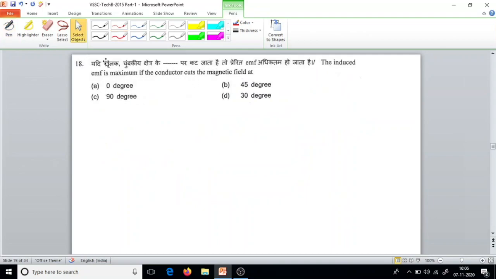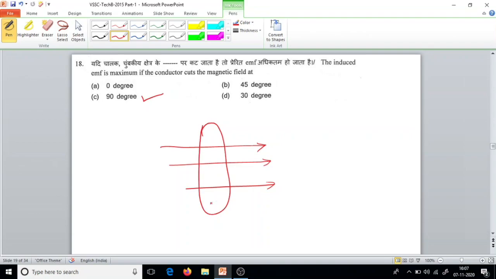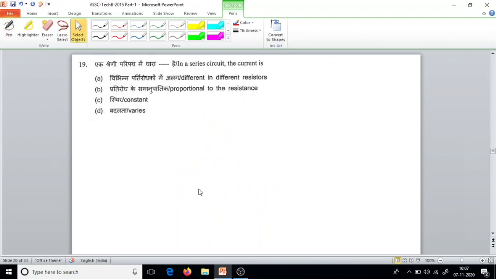So question number 18. The induced EMF is maximum if the conductor cuts the magnetic field at, the answer is option C, 90 degrees. So if this is the magnetic field and the conductor cuts in the vertical direction, then you will get maximum EMF. Question number 19.